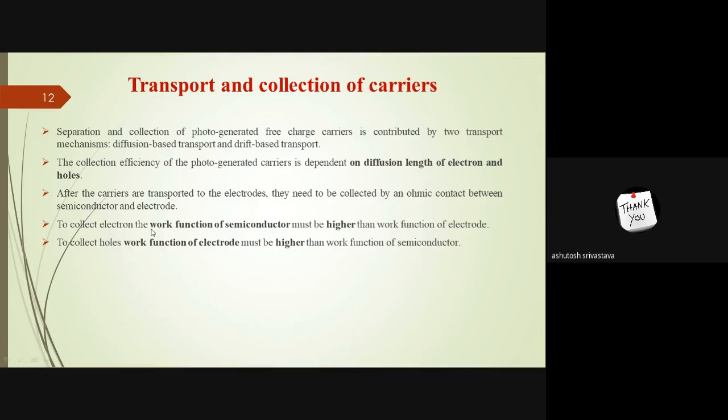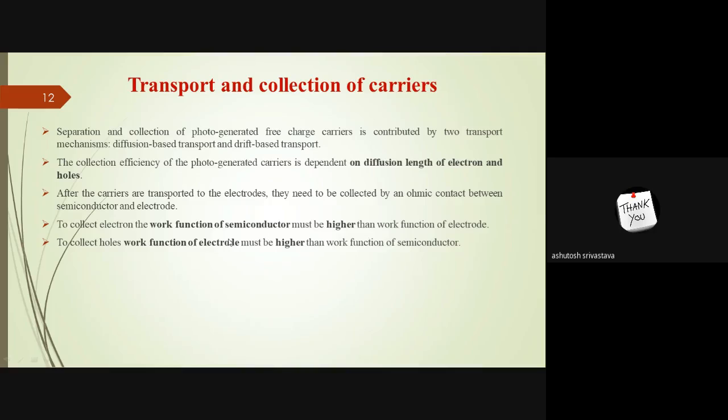To collect the electron, the work function of the semiconductor must be higher than the work function of the electrode. Like in a normal structure of a solar cell, we have these p-n junction layers, and at the end we should have two electrodes, the positive cathode and the anode.